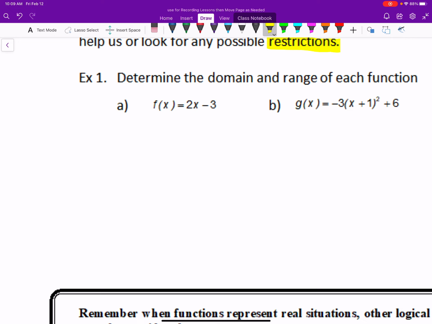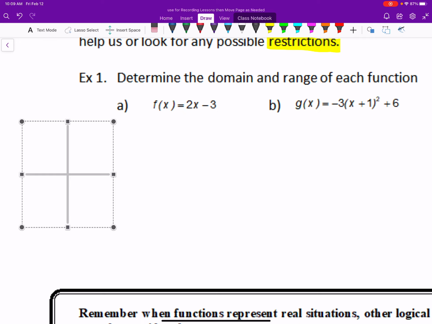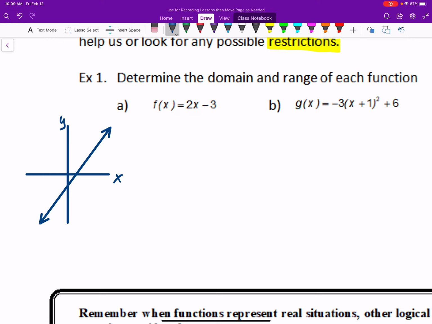If I can picture the graph, I can think, okay, there's no restriction on the domain. In fact, I could sketch the graph, of course. That's always a possibility. So I could do a quick sketch of the graph. If it's got a y-intercept of −3 and a slope of 2, it might look like this, right? x, y, like that. And the domain's going to be all real numbers. I see no restrictions that are necessary on the domain or the range based on the graph.